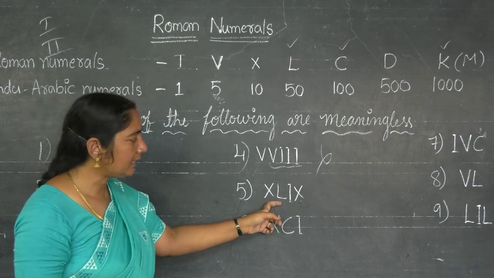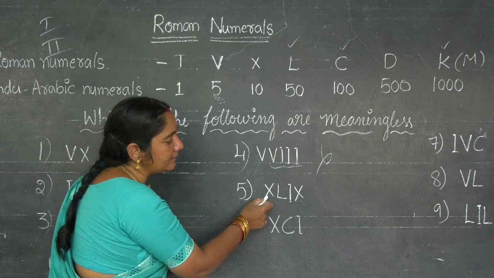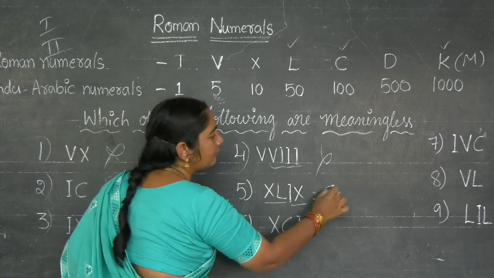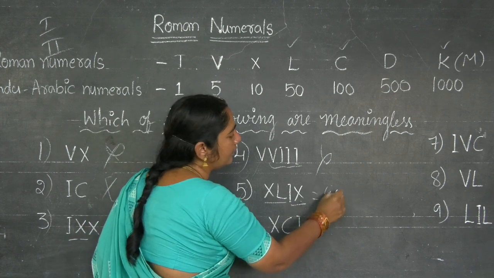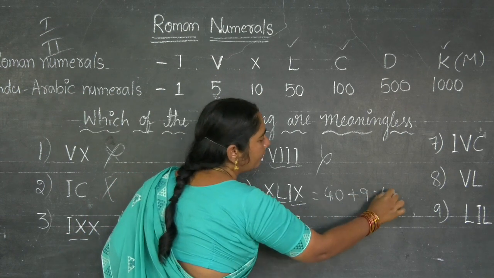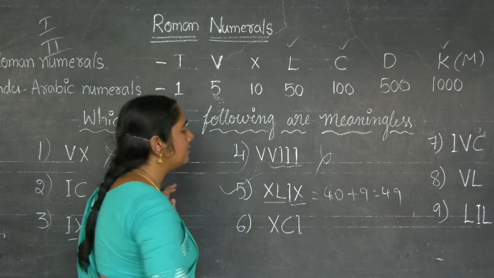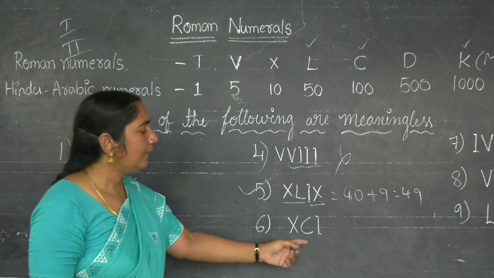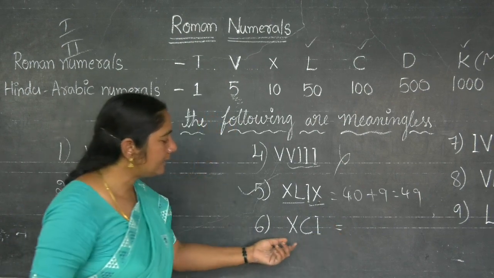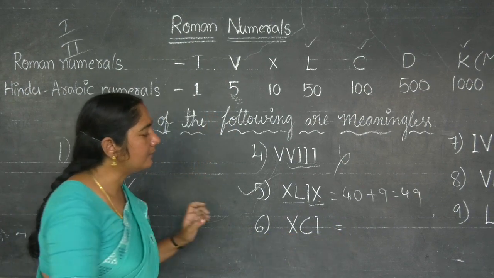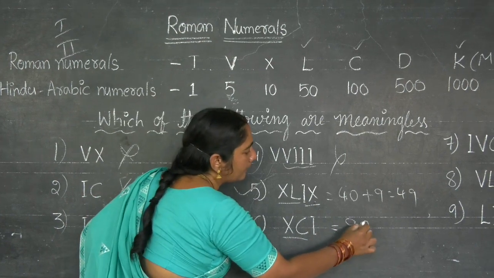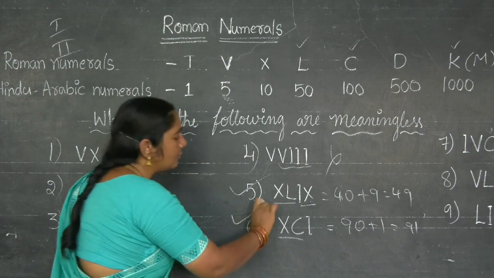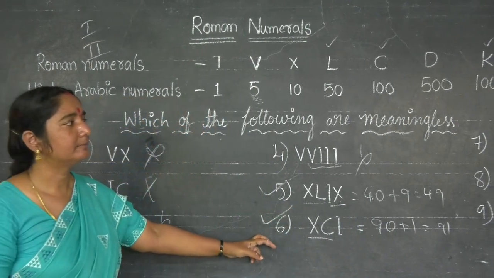Now in this particular case, 50 minus 10, that is 40, plus 9, that is 49. This is a possible case. And next case, let us see, 100 minus 10, that is 90, plus 1, that is 91. This is okay. This is a possible case.